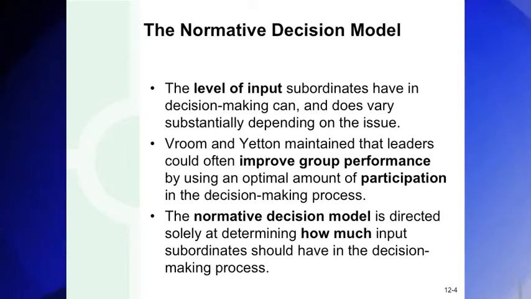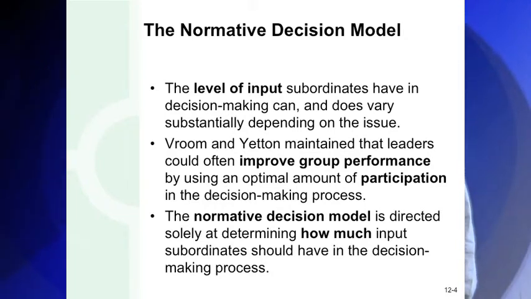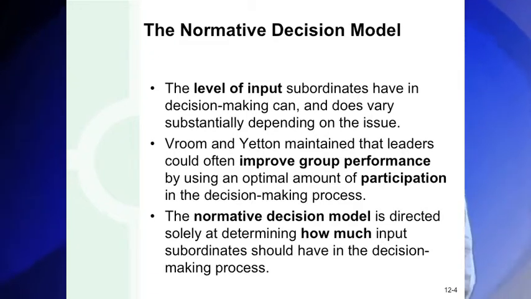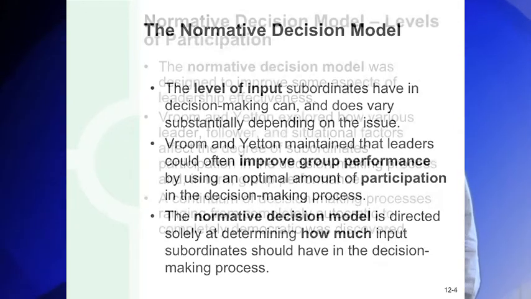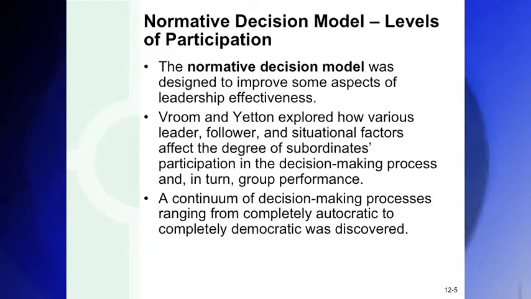Vroom and Yetton maintain that leaders could often improve group performance by using an optimal amount of participation in the decision-making process. That model, the normative decision-making model, is directed solely at determining how much input subordinates should have in the decision-making process. The model was designed to improve some aspects of leadership effectiveness, in that the authors explored how various leader, follower, and situational factors affect the degree of subordinates' participation in the decision-making process and in turn group performance.